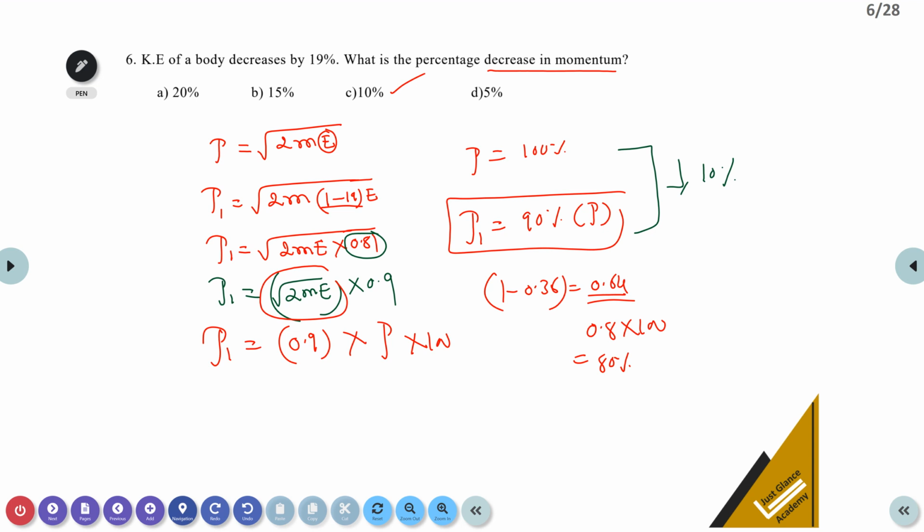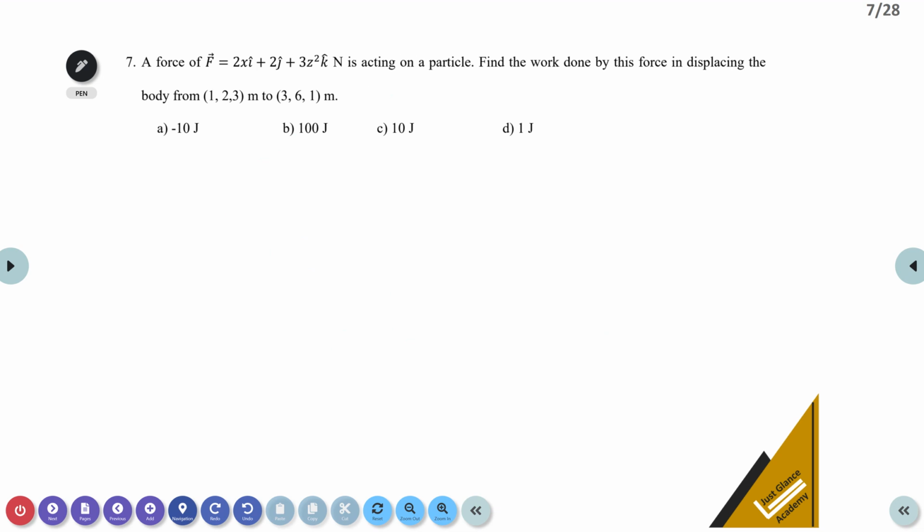Okay. Next. A force F equal to 2x i plus 2 j plus 3z square k Newton has been given. This is the force acting on a particle. Find the work done by this force in displacing the body from 1 to 3, 6, 1 here. Here, work done equal to what? Force into displacement. Yes.